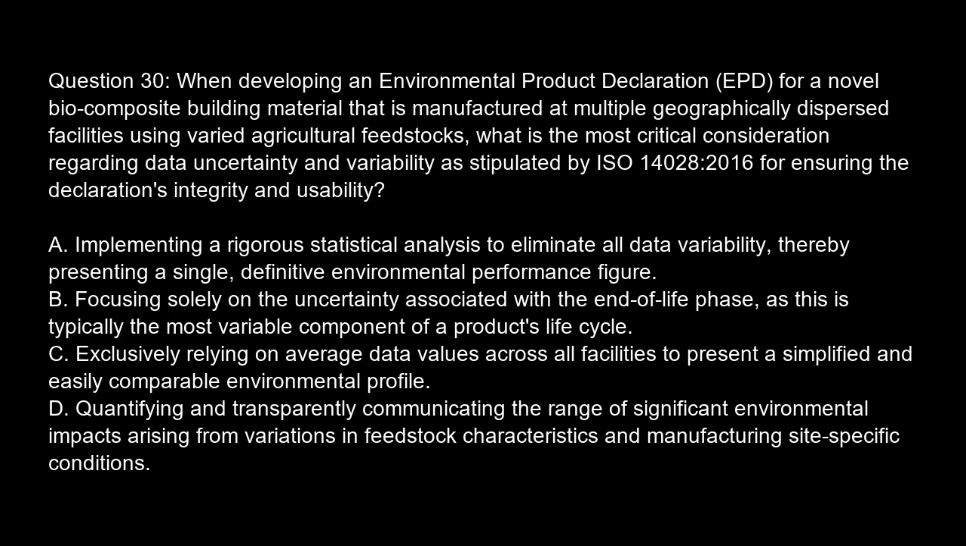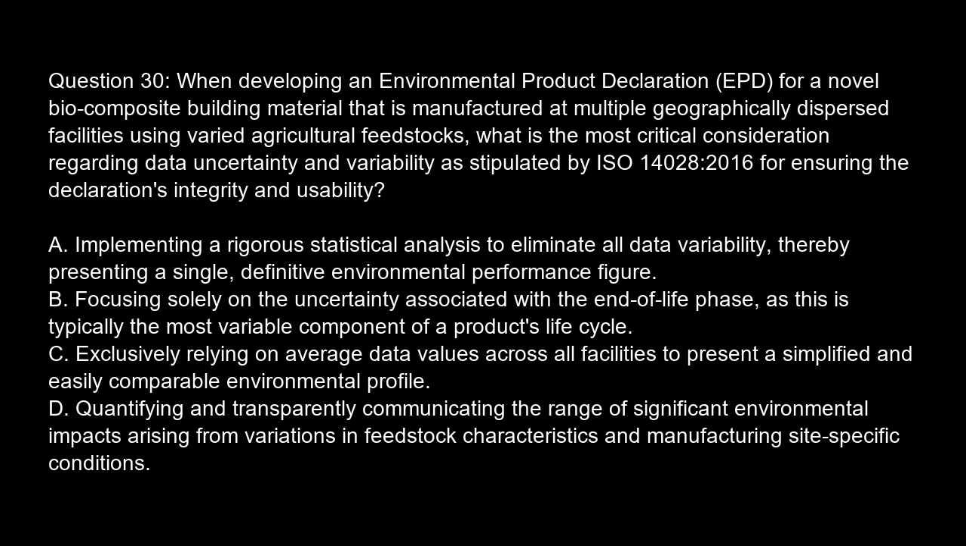Question 30. When developing an environmental product declaration, EPD, for a novel biocomposite building material that is manufactured at multiple geographically dispersed facilities using varied agricultural feedstocks, what is the most critical consideration regarding data uncertainty and variability as stipulated by ISO 14028-2016 for ensuring the declaration's integrity and usability?